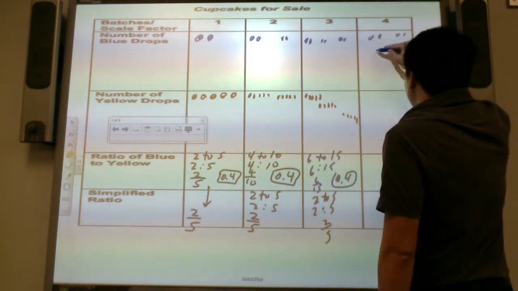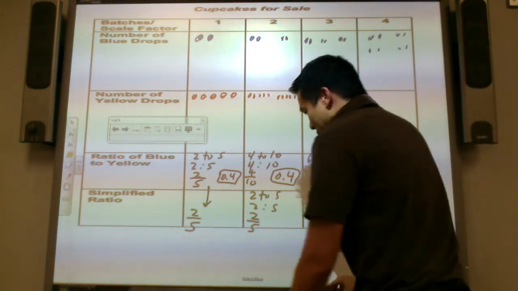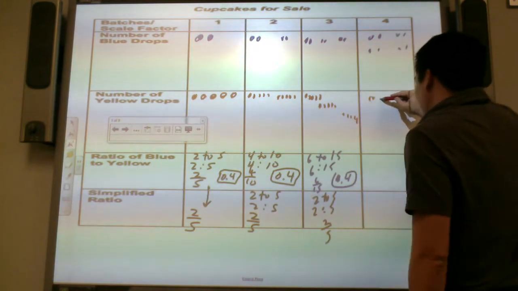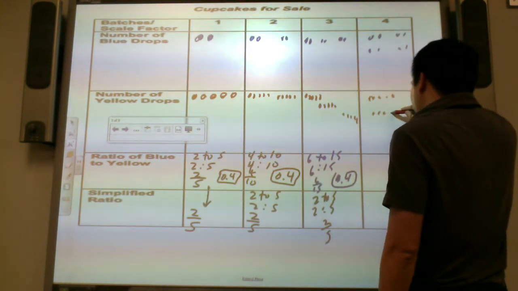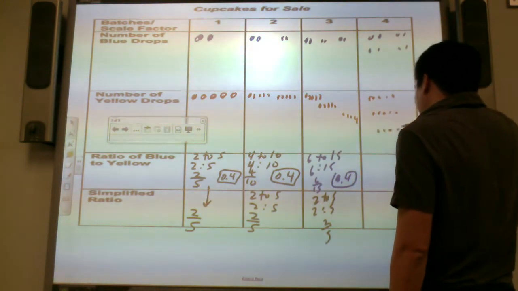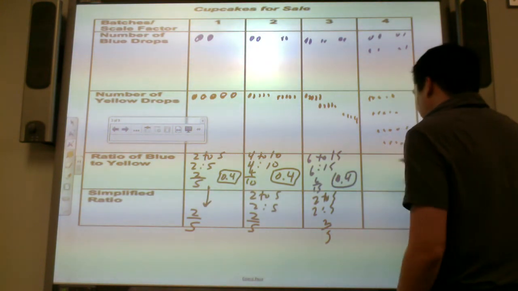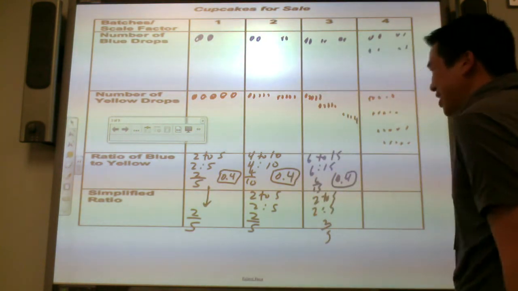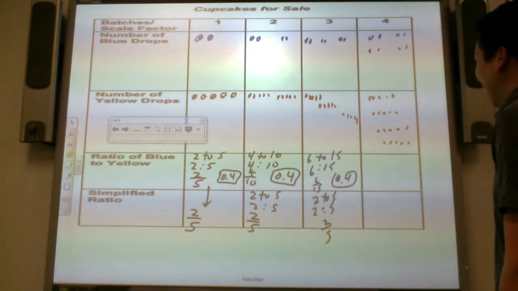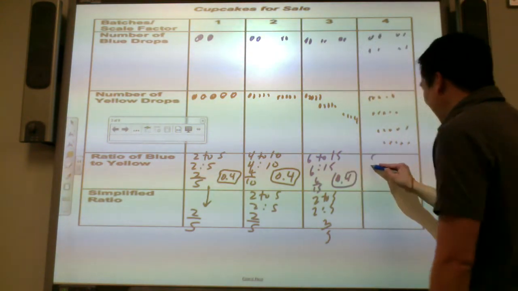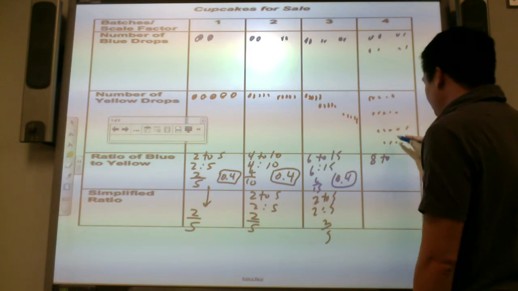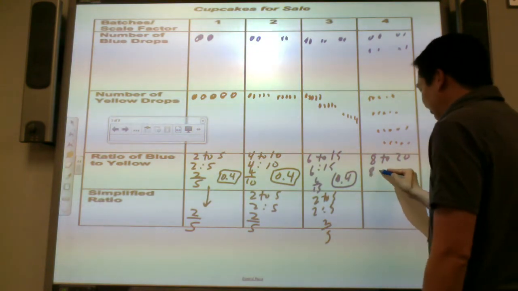Amazing. All right, for our next one, I want to make 4 batches of cupcakes. So in my first batch, I need a 5. 1, 2, 3, 4, 5. I need another 5 to make another batch, another 5 for another batch, and another 5 to make another batch. So, what's the ratio of blue to yellow? I see I need 8 blue to 20 yellow.